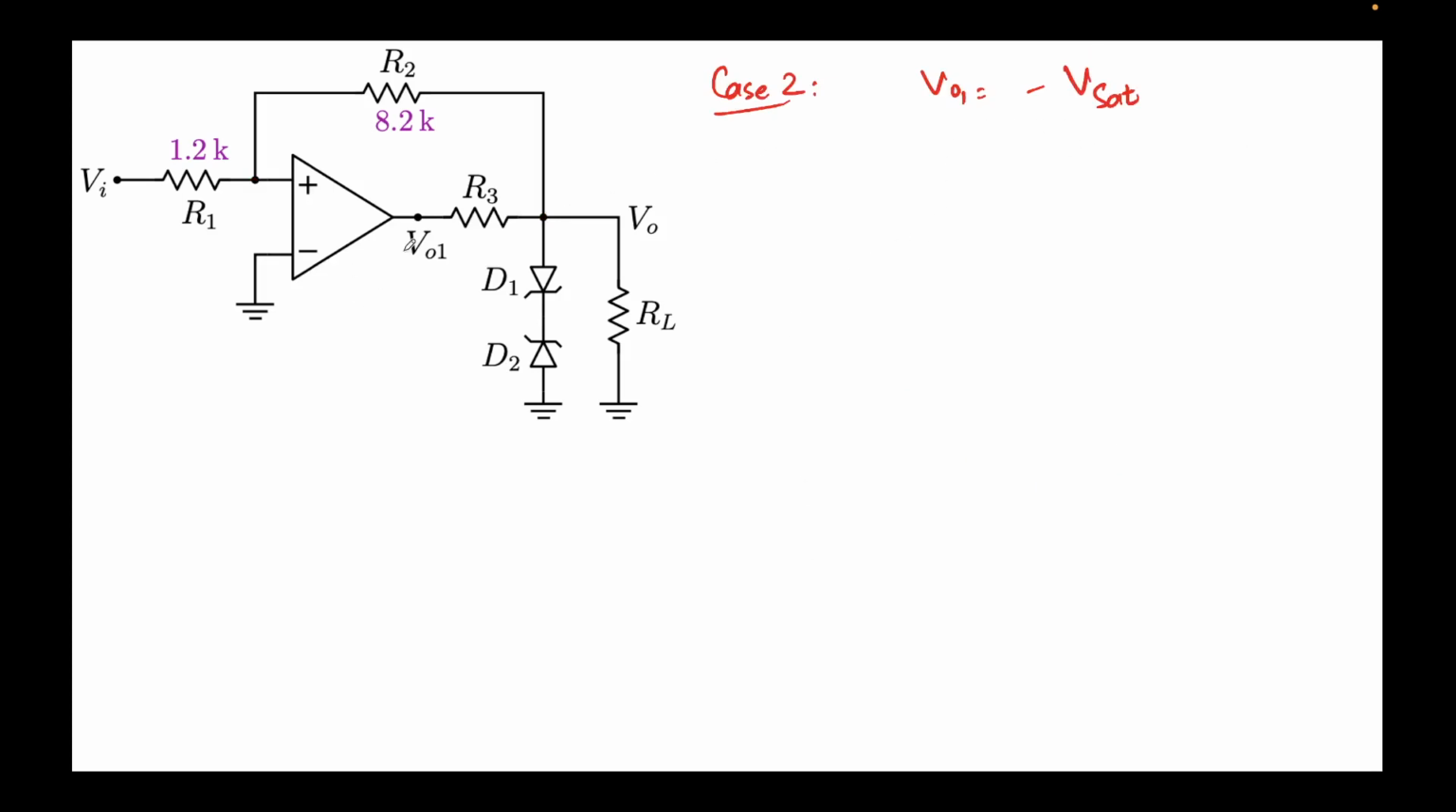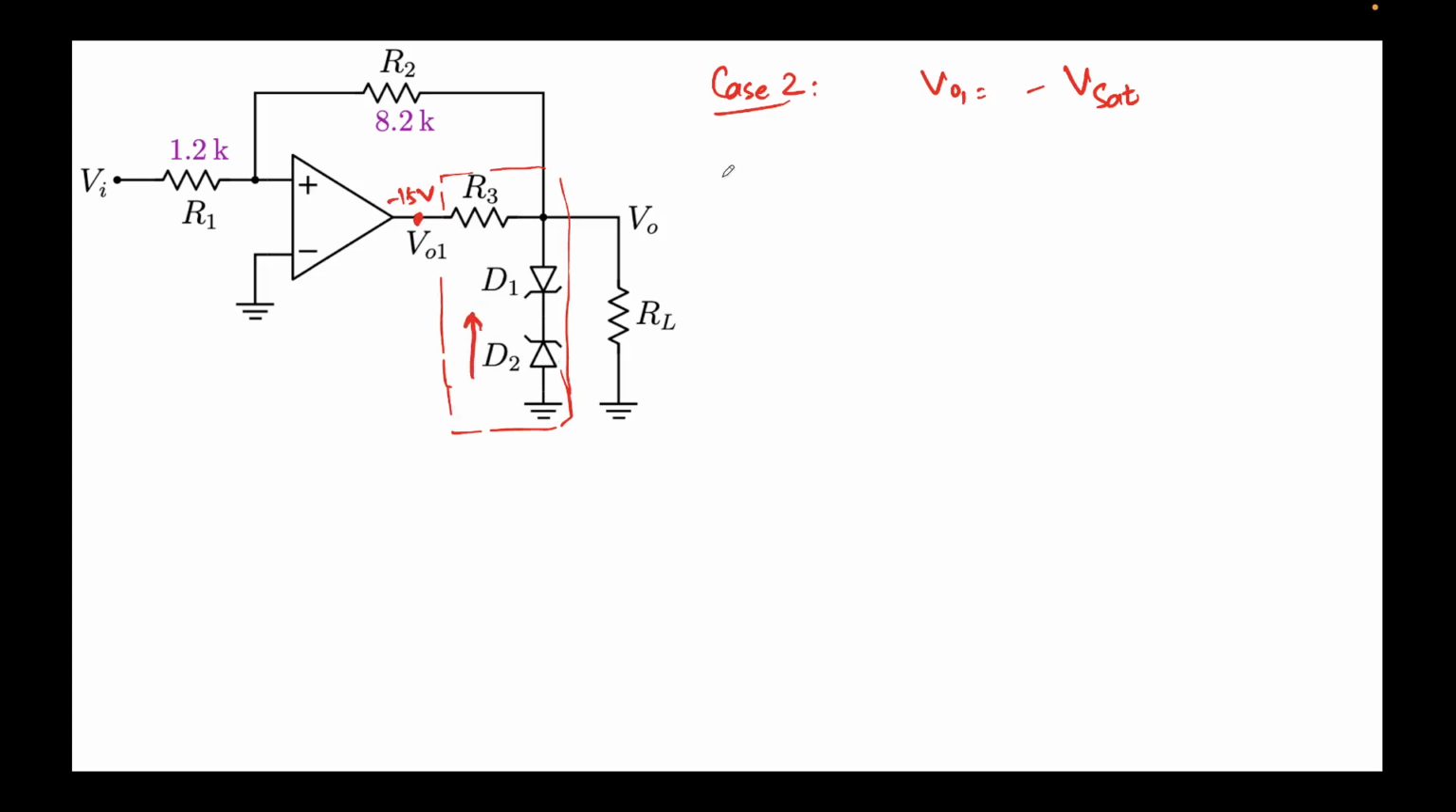Now let's solve for the second case in which VO1 is minus Vsat, since we have already solved for plus Vsat. Again, just look at this rectangle first. So what's happening? This is sitting at minus 15. So if you see, the current will start to flow. This is at a higher potential, this is at lower potential, so current will start to flow in this direction.